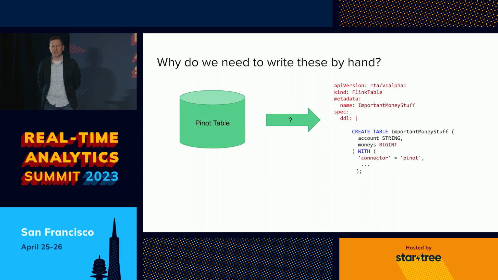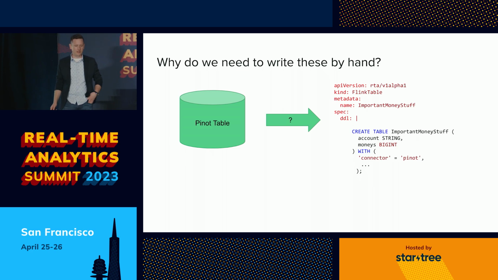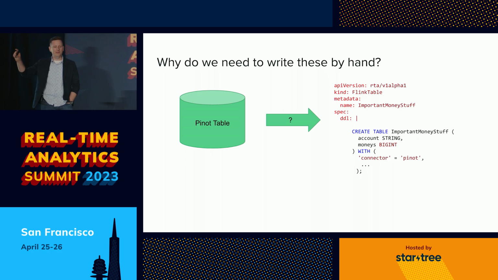And especially if you have something like Pinot, right? If you think about Pinot, it knows, of course, what tables exist in Pinot. It knows the schema of those tables. So why are we trying to replicate that knowledge in a YAML file, even if it is DDL? So you can imagine some sort of transformation that goes from Pinot into this Flink table.